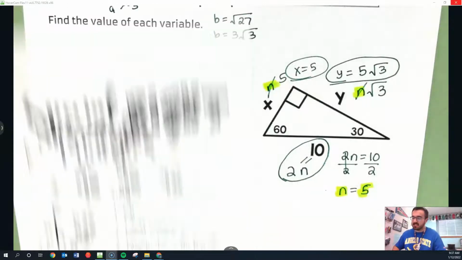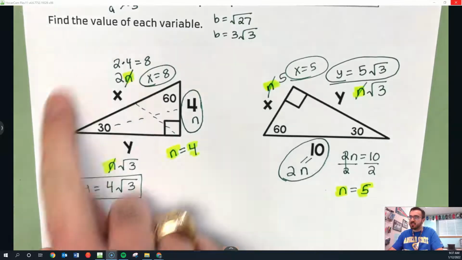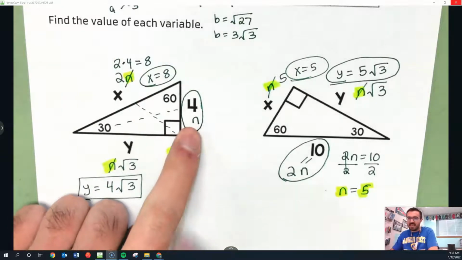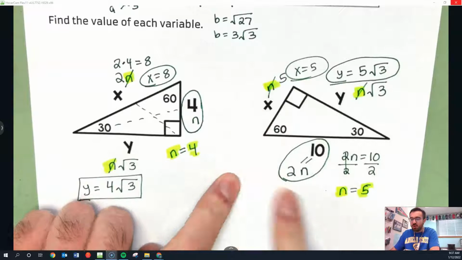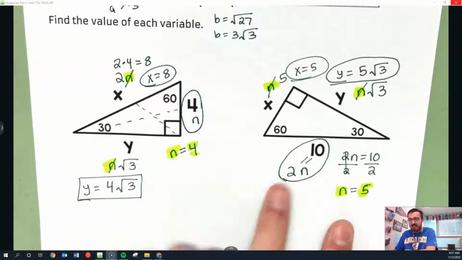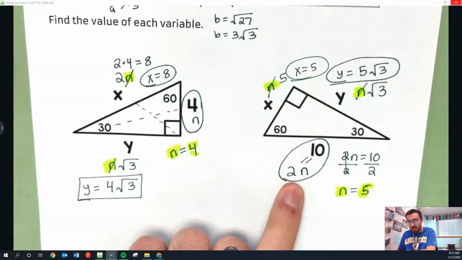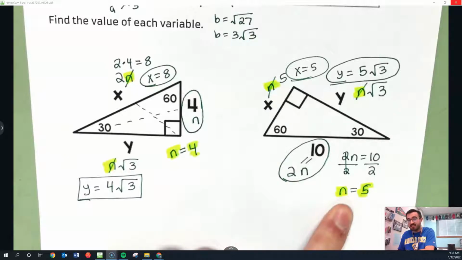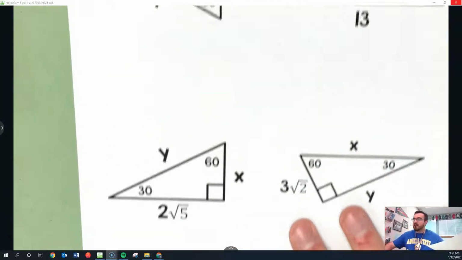So in this case, here's the difference between these two. In this picture, it gave us the value of n right off the bat. Very simple, 4 equals n. Here we had to solve for n. The side that it gave us was labeled 2n, so we had to figure out that n was actually 5. N was not 10. Okay, so that one's a little bit trickier. The next one's going to be even trickier. So turn to the next page for me. I believe this is page 11.